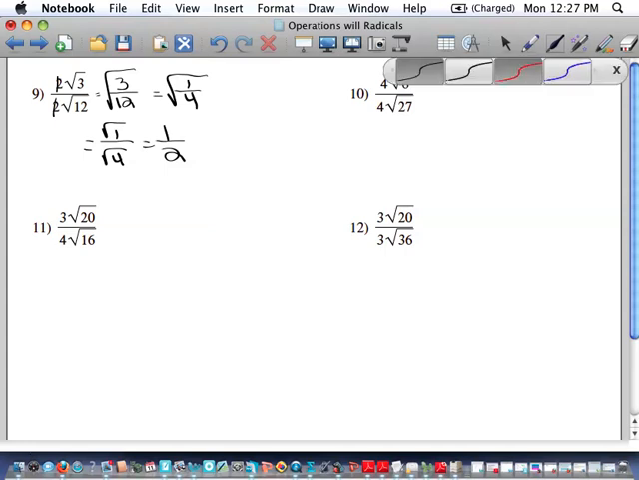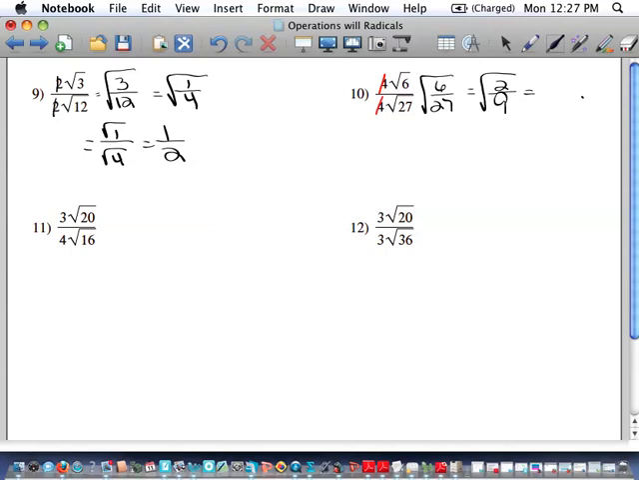Again, number 10, we can just go ahead and cancel those coefficients in the front. Now I'm going to write this as the square root of 6 over 27. I can reduce that to the square root of 2 over 9 because 6 is divisible by 3, 27 is divisible by 3. Then to further simplify this, I have the square root of 2 over the square root of 9. That becomes the square root of 2 over 3 because I can simplify that radical.